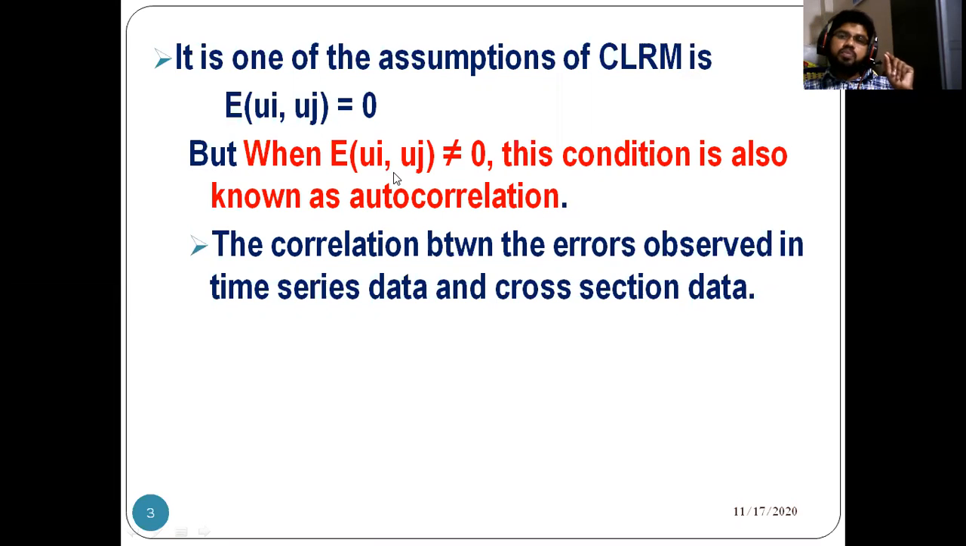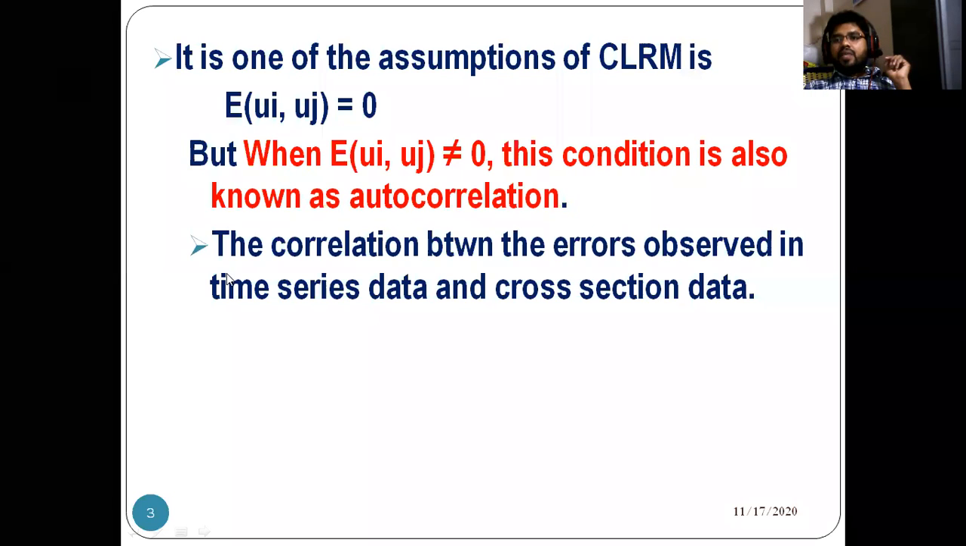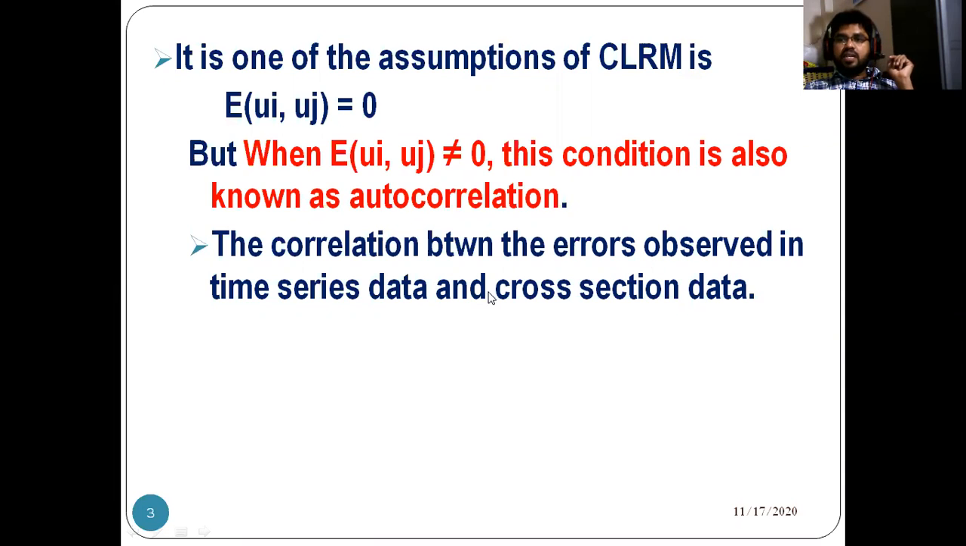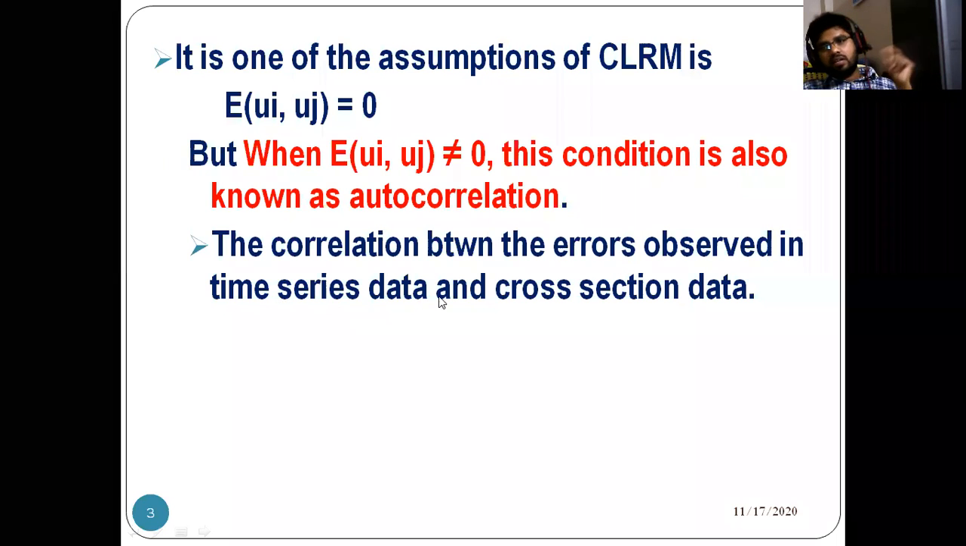In your SET and NET exams, they will probably ask: if expected ui and uj is equal to 0, what is it called? If expected ui and uj is not equal to 0, what is it called? You can remember that. Then, the correlation between errors is observed in time series data and cross-section data. You can find the autocorrelation problem in both. If you use time series data, you can get autocorrelation problems. If you use cross-section data, you may also get it, but compared with time series data, you will get more problems in time series data and less in cross-section data.